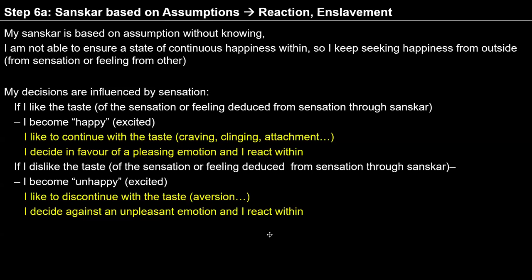So when my sanskar is based on assumptions without knowing, then my decisions are influenced, as they are not based on reality. If I am not able to ensure a state of continuous happiness within me, I keep seeking happiness from outside, sometimes from sensation, sometimes from feelings from others. So for example, if I like the taste, I am not able to ensure happiness within me. So I try to get happiness from this taste and I want to continue with this taste. That's why we feel craving, clinging, attachment, etc.